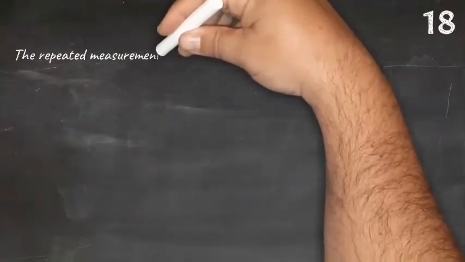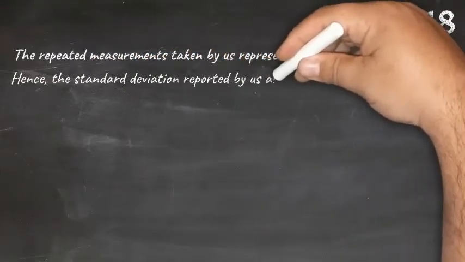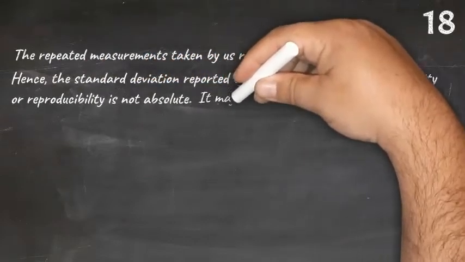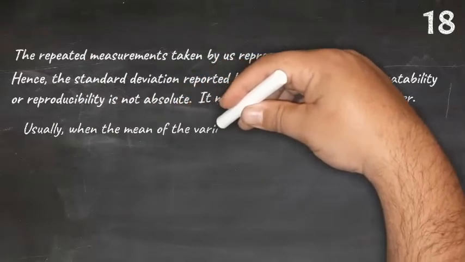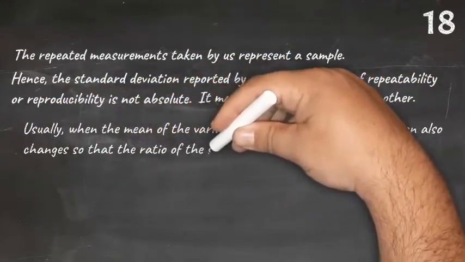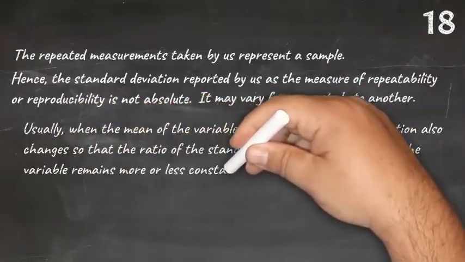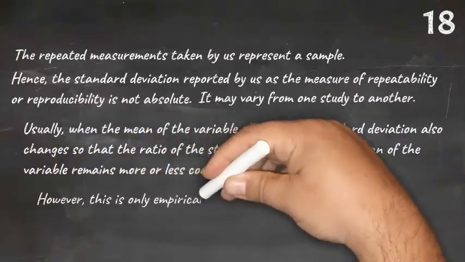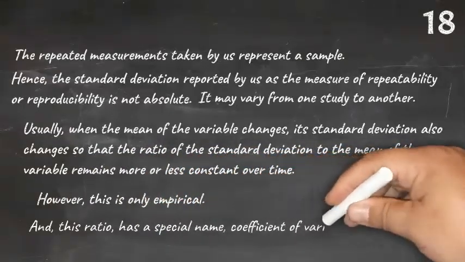The repeated measurements, taken by us, represent a sample. Hence, the standard deviation reported by us as the measure of repeatability or reproducibility is not absolute. It may vary from one study to another. Usually, when the mean of the variable changes, its standard deviation also changes. So that, the ratio of the standard deviation to the mean of the variable remains more or less constant over time. However, this is only empirical and not always true. And, this ratio has a special name, coefficient of variation.